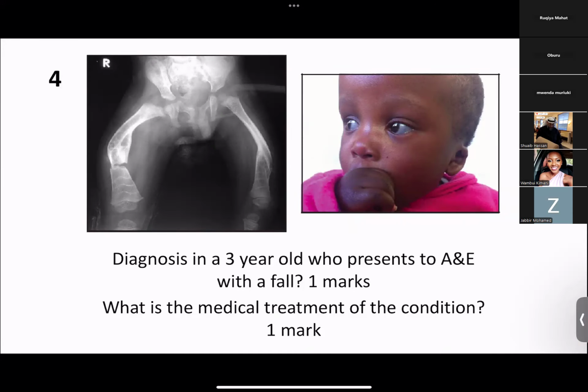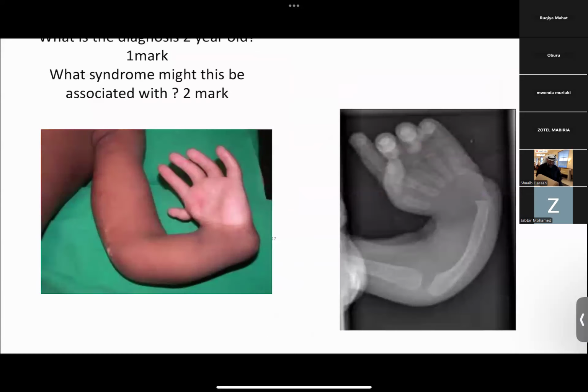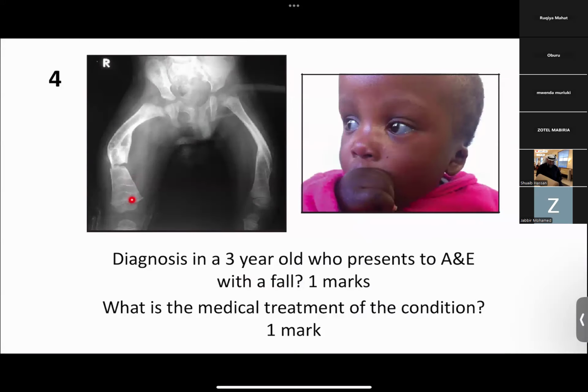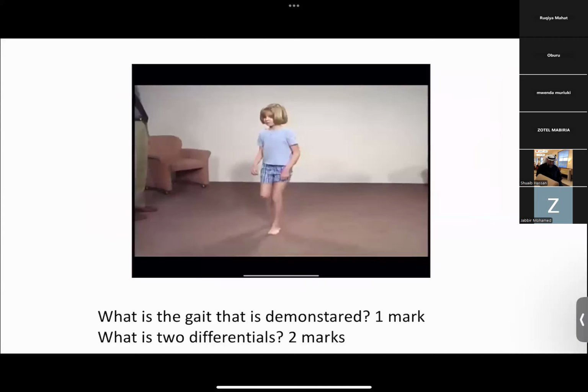It's a little bit like the other one from the lady from Coast. A 3-year-old in A&E with a fall. You do an X-ray and that's what you find. Osteogenesis imperfecta. You can see the blue sclera. You can see the multiple fractures that have happened before. You can see these lines here. This is called Harris lines. All right, so that's it.